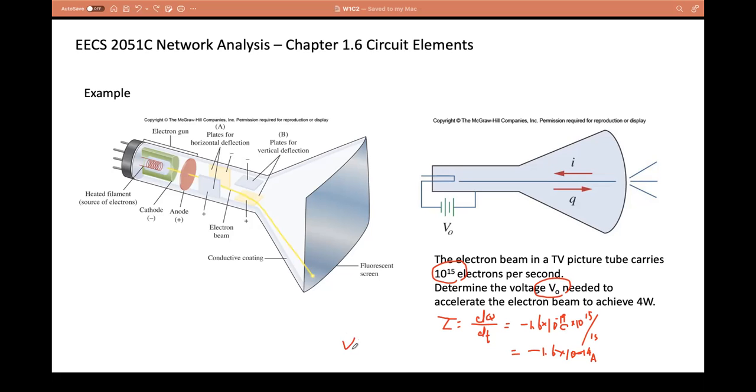Obviously, voltage is equal to power divided by current. So 4 over negative 1.6. The negative here doesn't really necessarily matter. It just tells us the direction or not. So you can put it down, or not put it down.